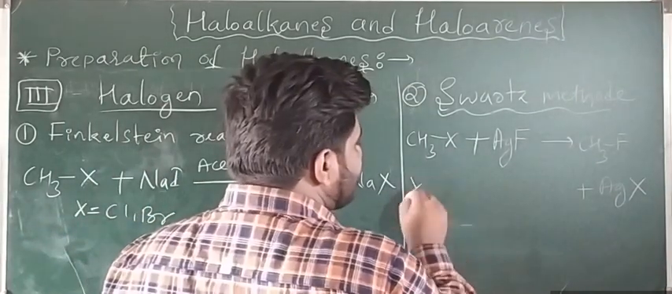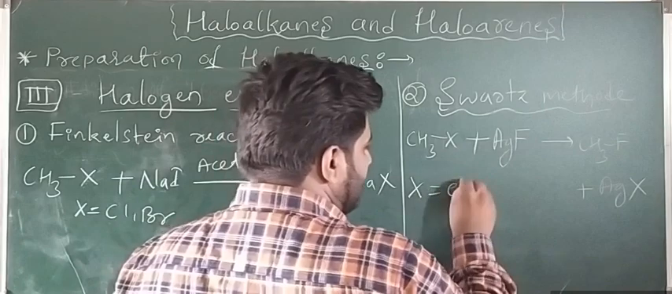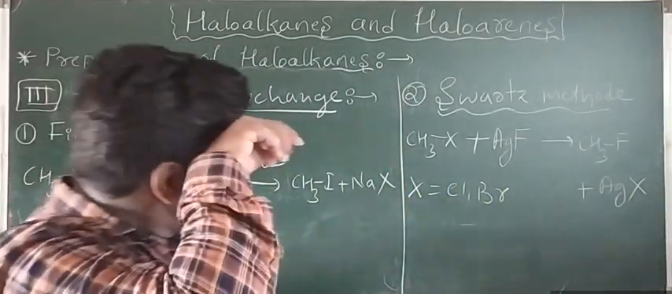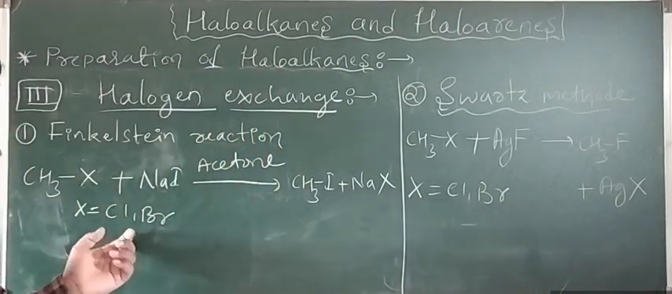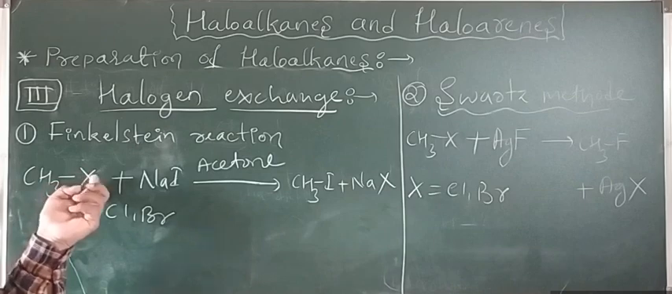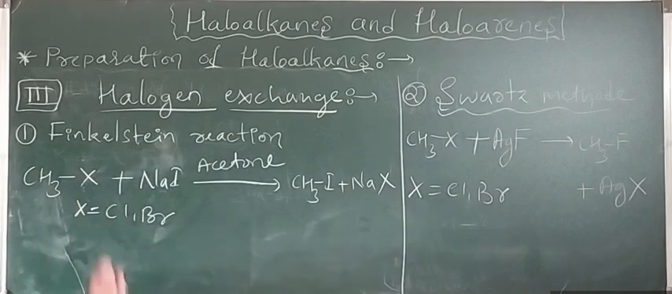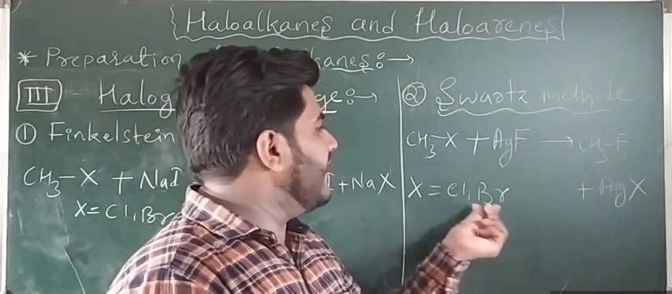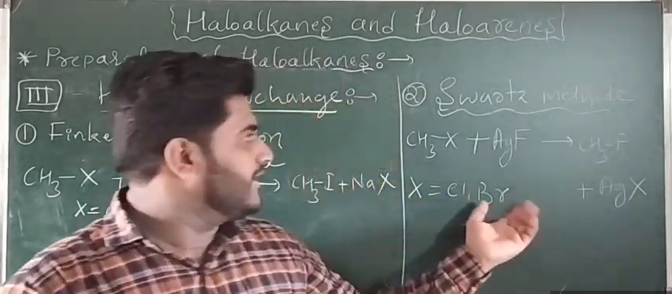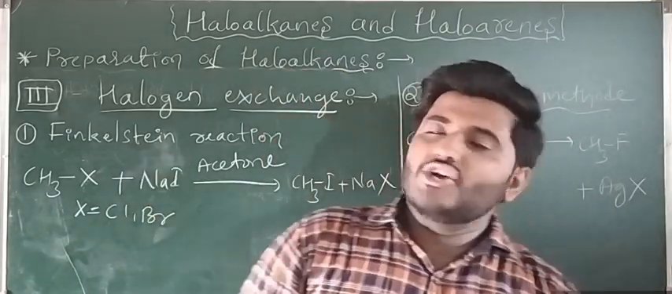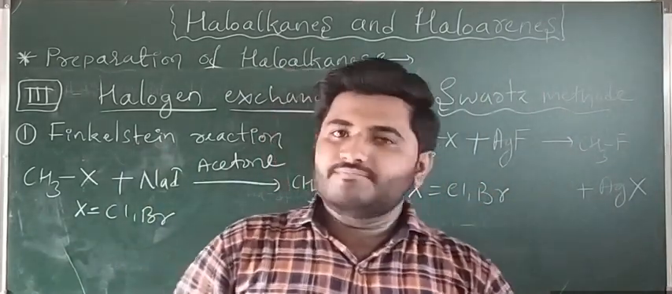So here X may be chlorine or bromine, whatever you use. Here iodine is there, so you are not supposed to use iodine here. So except iodine, we can use chlorine, bromine. In the Swarts method, fluorine is there, so except fluorine, you use chlorine and bromine. That's it. Iodine also we can use in this Swarts method. I hope you understood. So these are some methods to prepare haloalkanes.